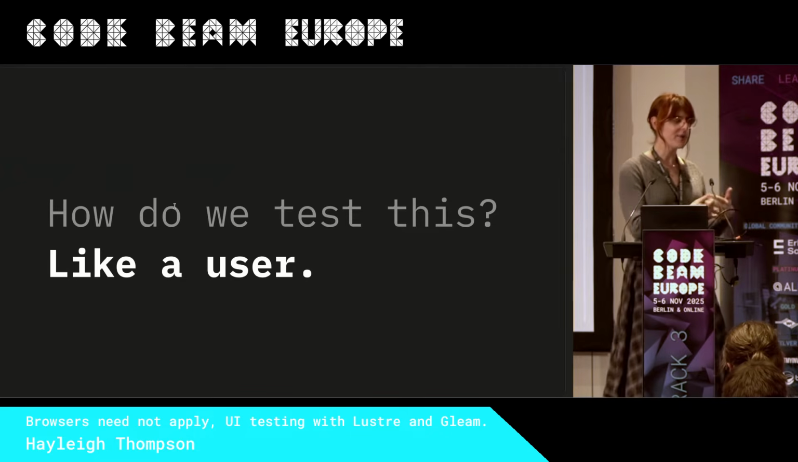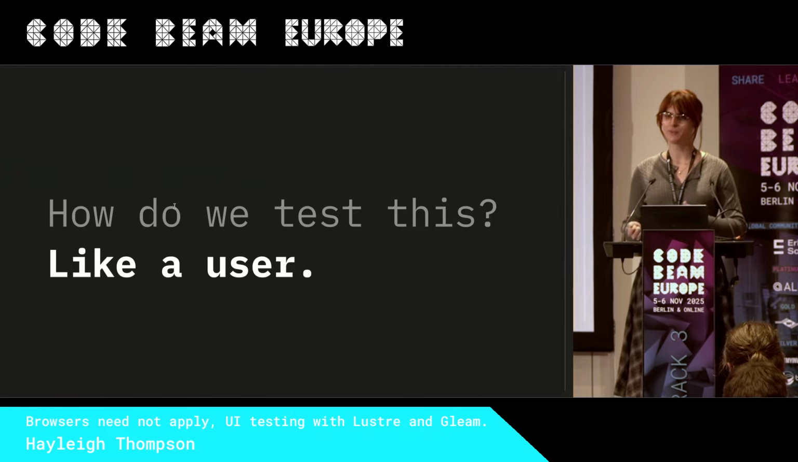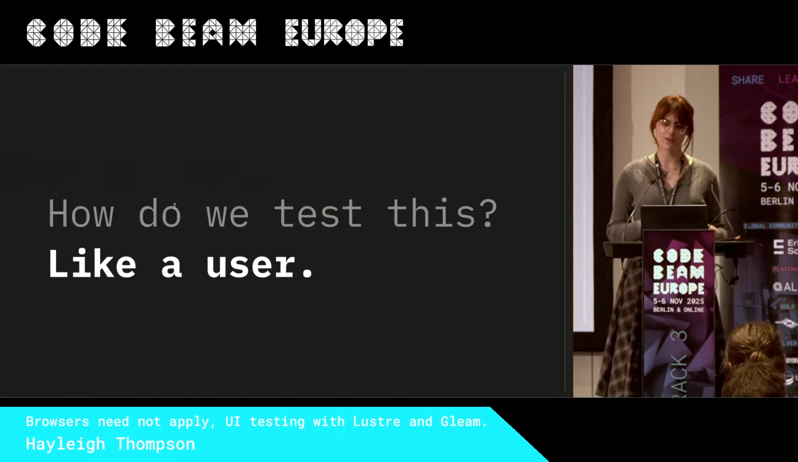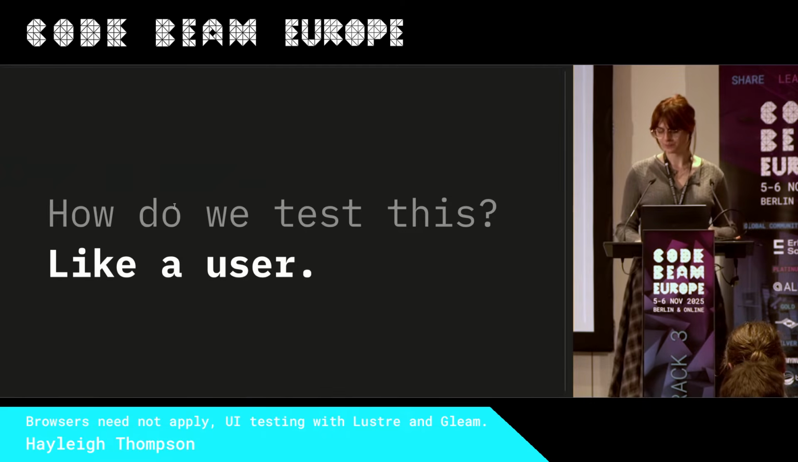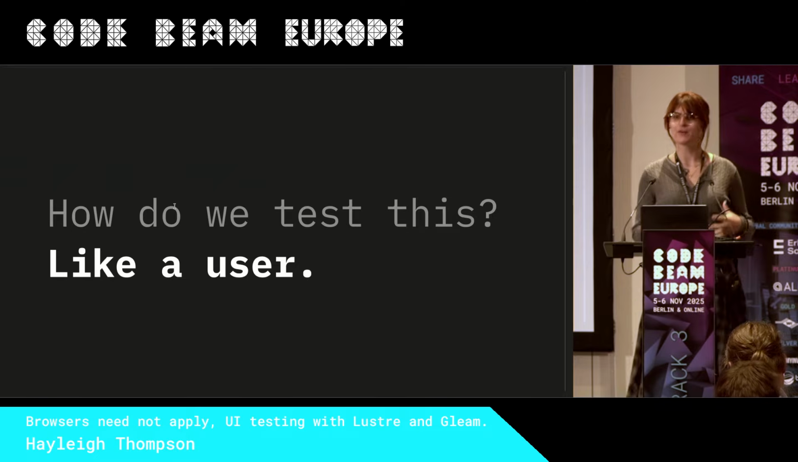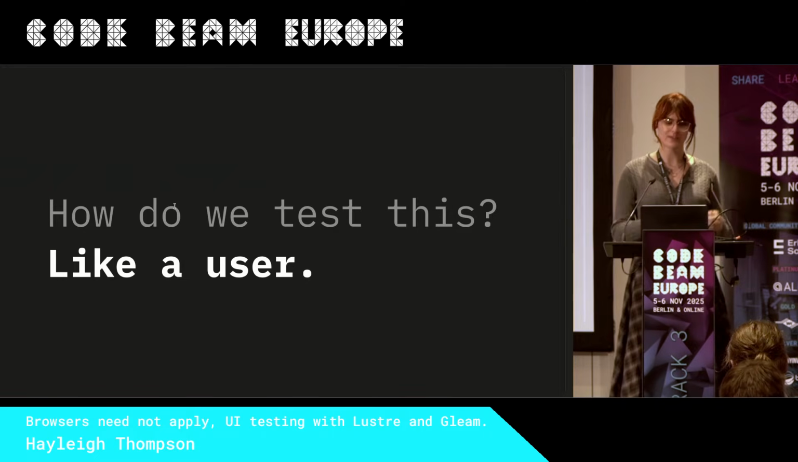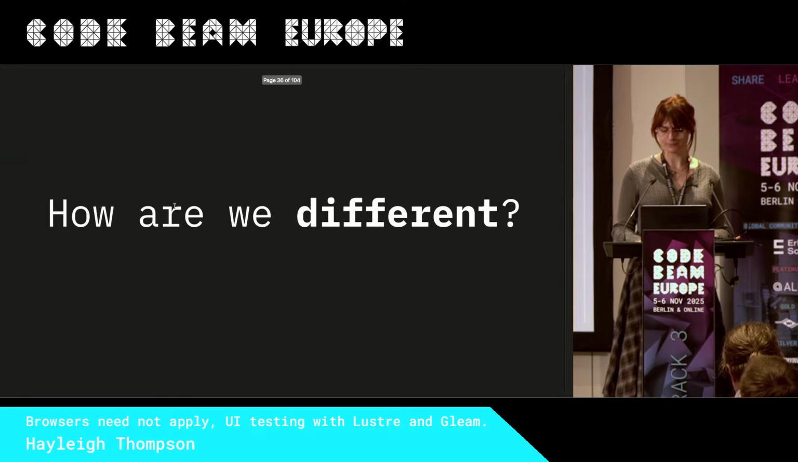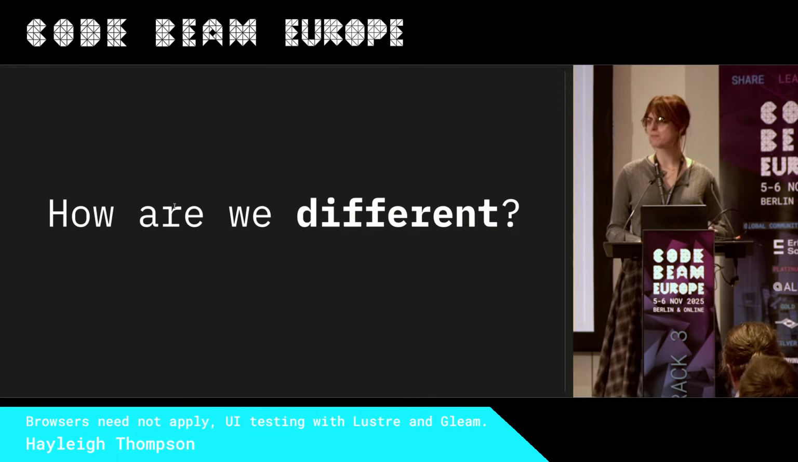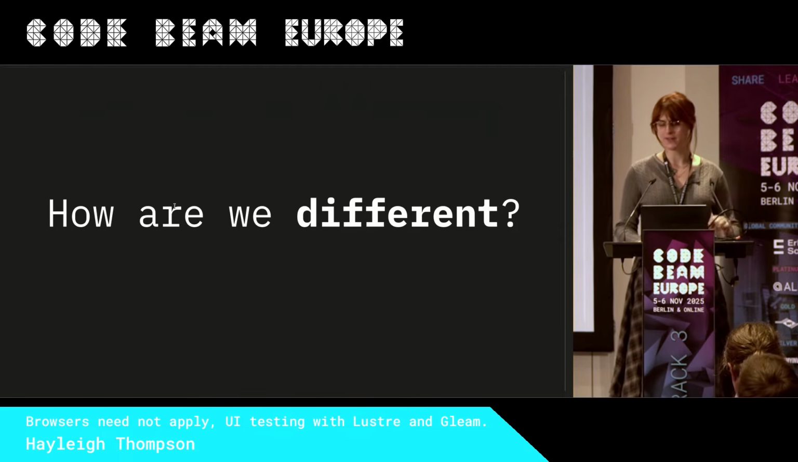And we're now kind of back in this world of browser automation or like interacting with our code as a user. So now we're going to have to interact with the page again. We're going to have to fill out inputs when really we want to be testing the code we've written. So how can things be different with Lustre and with Gleam?